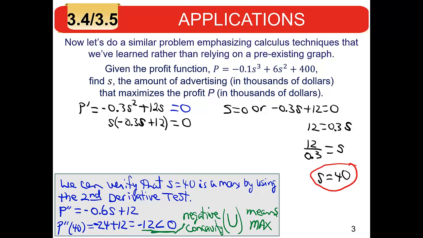They didn't ask us how many dollars you should spend. If they said how many dollars should you spend to get maximum, it would be 40,000. Remember, it's in $1,000, but they didn't ask us. You have to be very careful. They just said to find s. They didn't say to interpret what s is. In dollars, it would actually be 40,000, but they just said to find s. You have to read the problems carefully and make sure you've answered the question that has been asked.